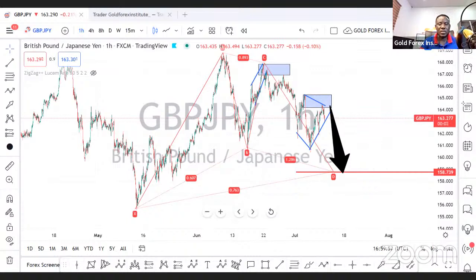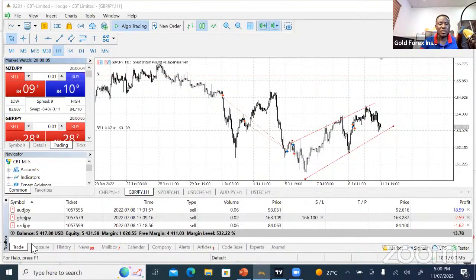Let me show you guys. This is what they gave to me actually. So it was 5,000. The profit is 431. That means that I'm in profit of almost 10%, so 9 point something. So basically that's it. Let's move back to the chart.